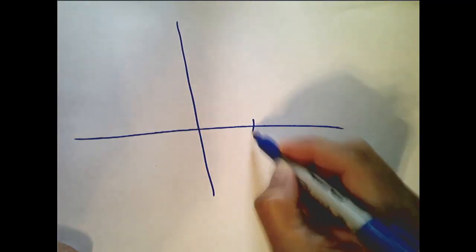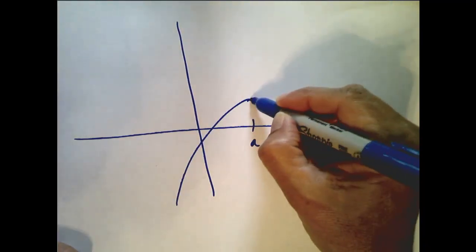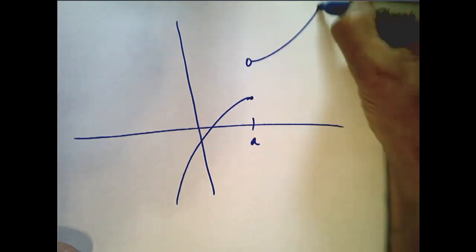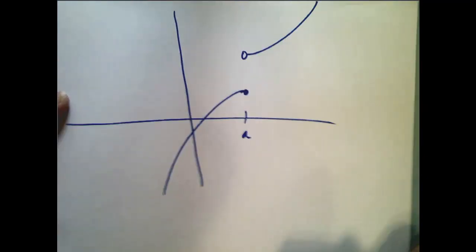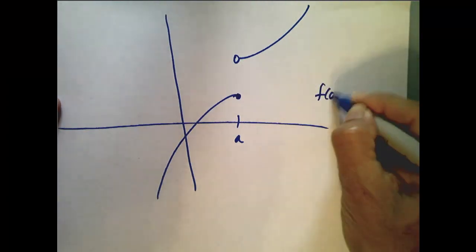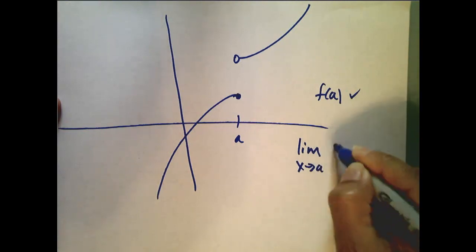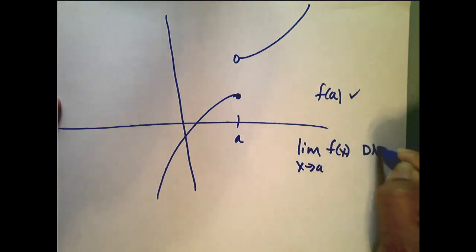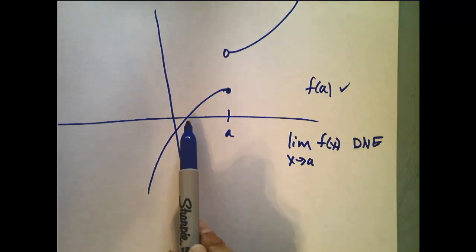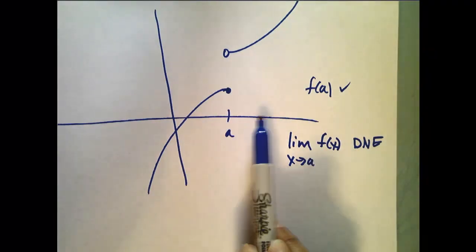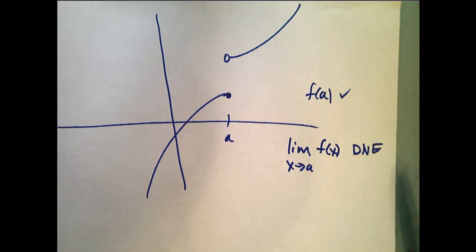Well, what if f of a is defined, but the second condition is not met? The limit doesn't exist. So, for example, there's going to be a again. Maybe my function is defined there, but it does something like this. Here f of a is defined, but the limit as x approaches a of f of x does not exist. And we see it doesn't exist because the left-hand limit does not match the right-hand limit.